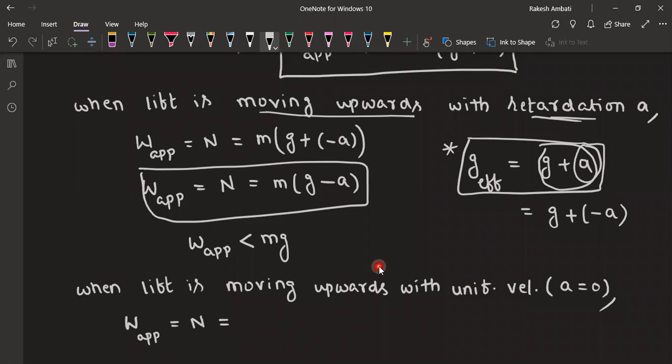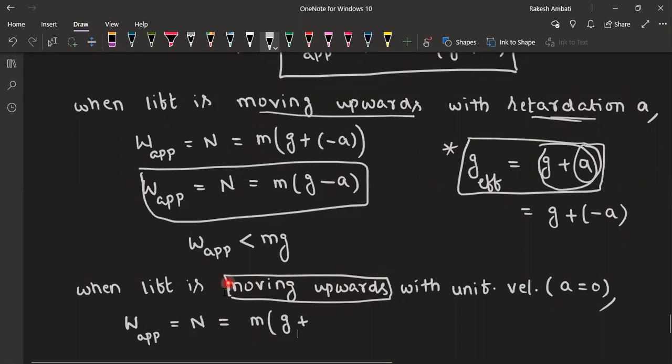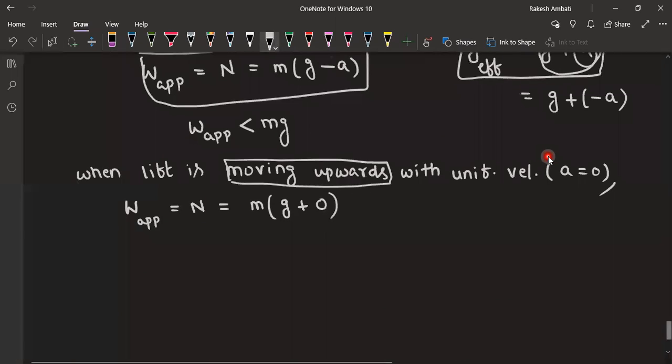I told you already, whenever the lift is moving upwards, the default formula is m into (g plus a), but in the place of a we put the given acceleration. What is the acceleration given? 0. So g plus 0. Therefore, in this case, the apparent weight of the man, N, is equal to mg.